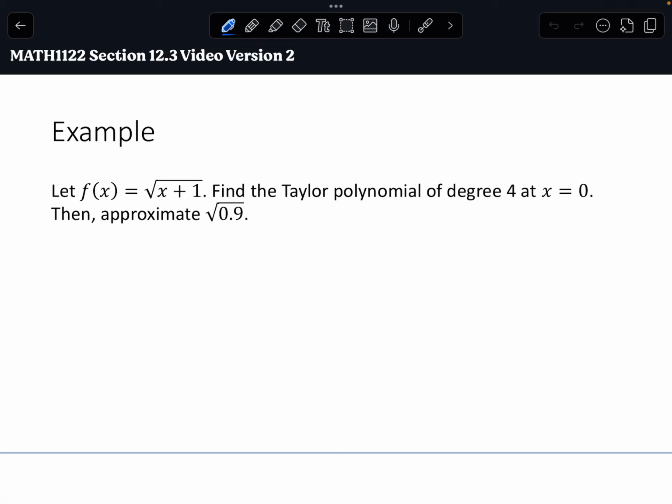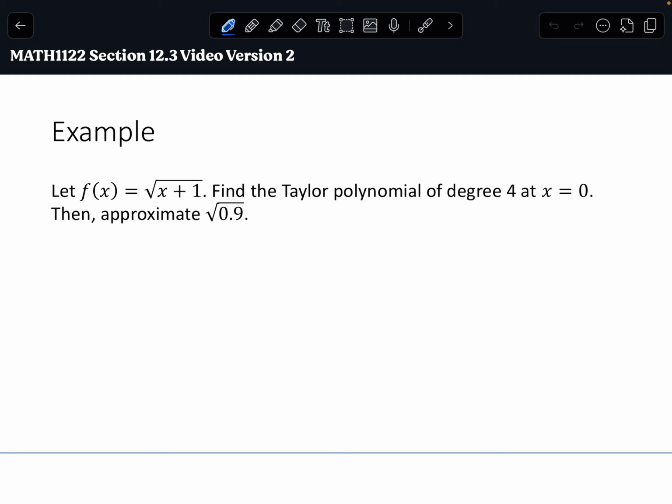Hello class, I have another example here of a Taylor polynomial. In this case, I want to let f of x be the square root of x plus 1. And we want the Taylor polynomial of degree 4 at x equals 0. And then, based on that, I want to approximate the square root of 0.9.